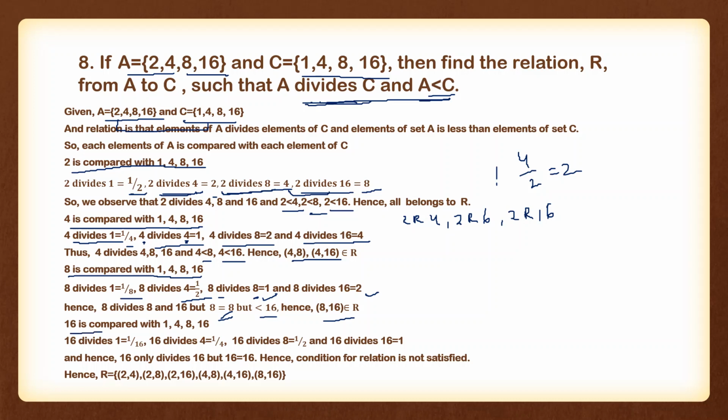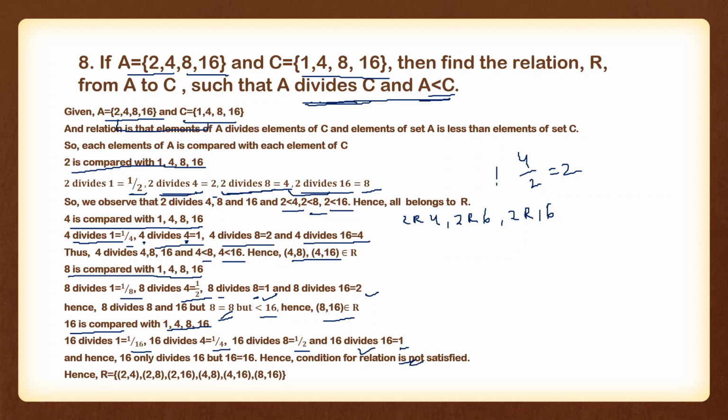Last element 16 is compared with 1, 4, 8, 16. So 16 divides 1, 1 by 16. 16 divides 4 is 1 by 4. 16 divides 8 is 1 by 2. And 16 divides 16 is 1. This condition is dividing, but 16 is not less than 16. Hence, none of the ordered pairs will be added.